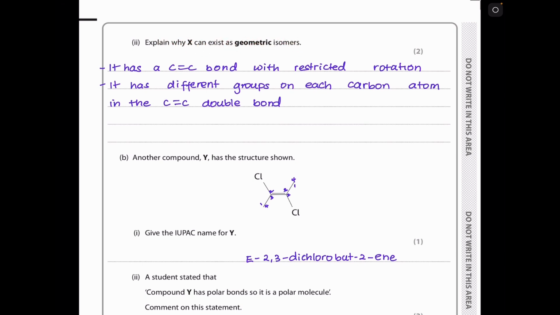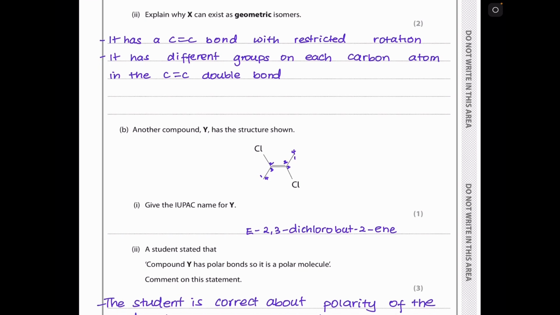Of course, they can exist as geometric isomers because they have carbon-carbon double bonds with restricted rotation. This is a prerequisite for anything that should be a geometric isomer. And of course, on each of the carbons along the carbon-carbon double bond, there are higher priority groups on each carbon in the carbon-carbon double bond.